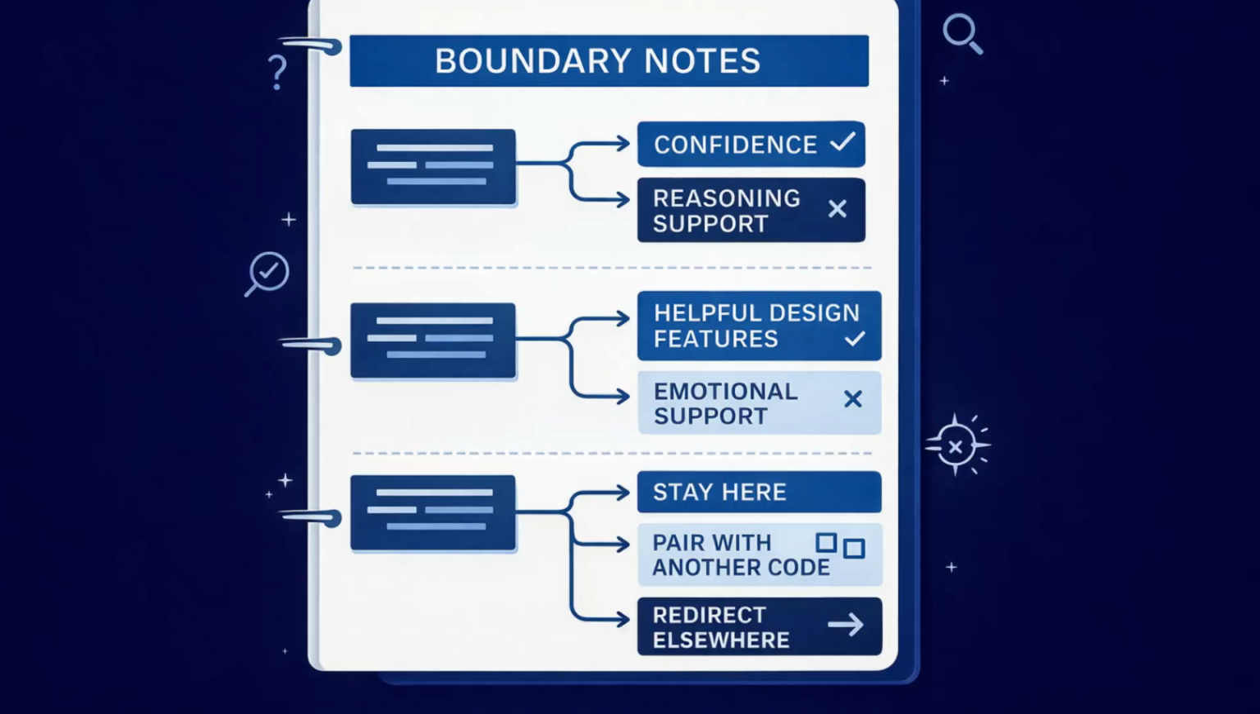A well-built codebook models this clearly. Its boundary notes show whether a statement should remain in one code, be paired with another, or be redirected elsewhere, depending on what the emphasis of the participant's statement actually is. A response about confidence belongs differently than a response about reasoning support. A statement about helpful design features belongs differently than a statement about emotional support, even when the two overlap.